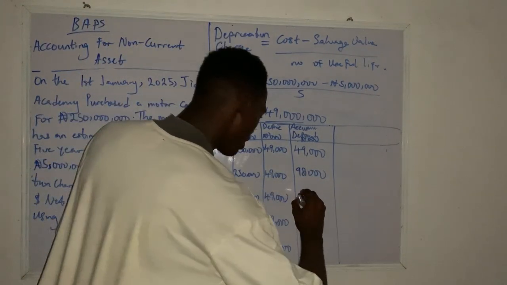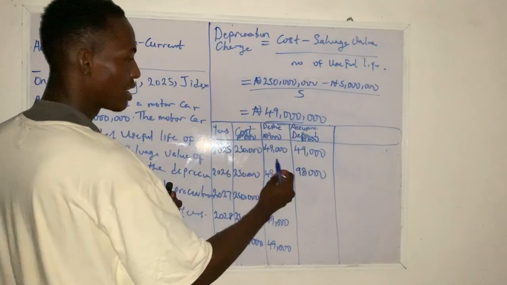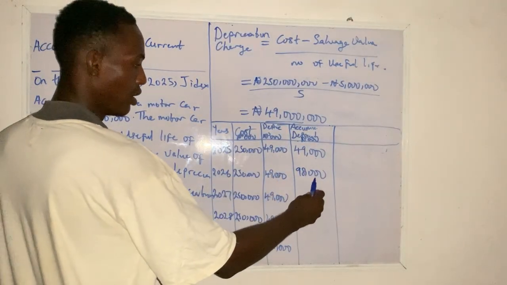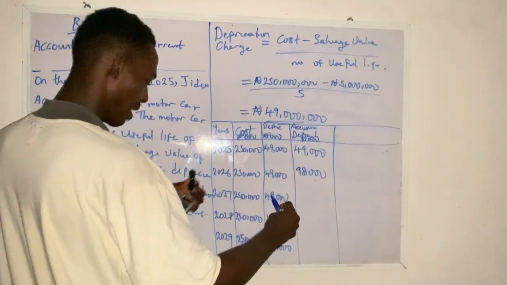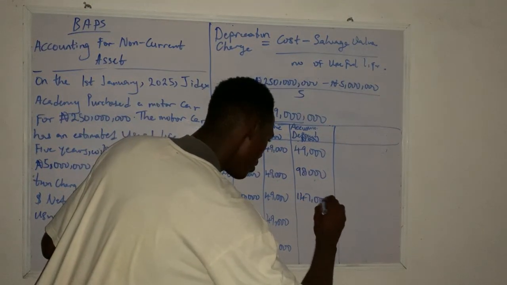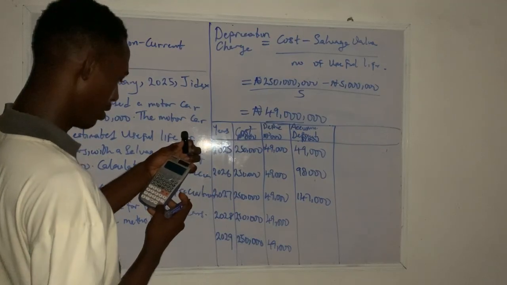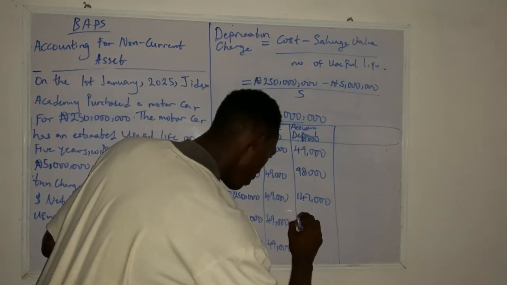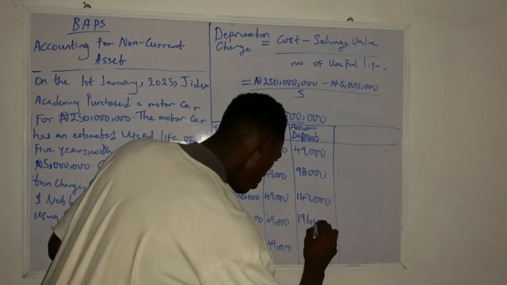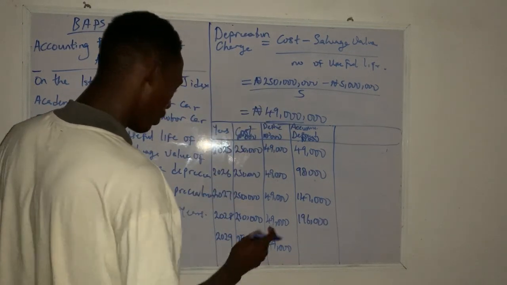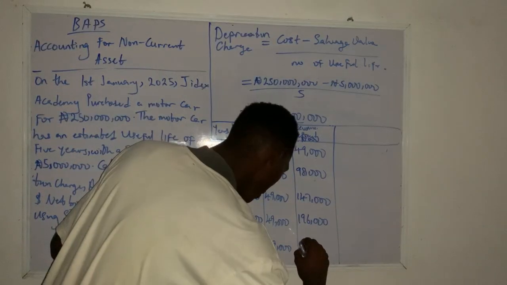This will give us 147. What I'm doing is this 49,000. You sum it up with this 49,000, you get this. When you sum 98 with 49, it gives you what? 147. Then you sum it up with 49, it gives us what? 196. Then you sum it up with 49, it gives you what? 245.